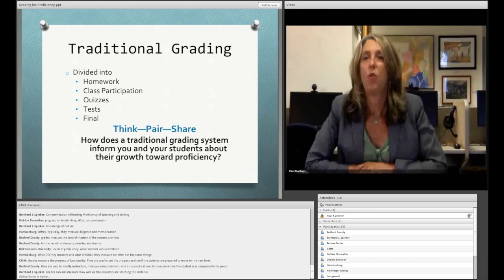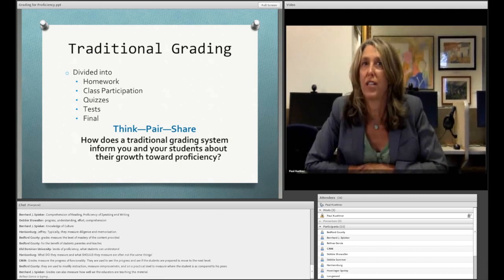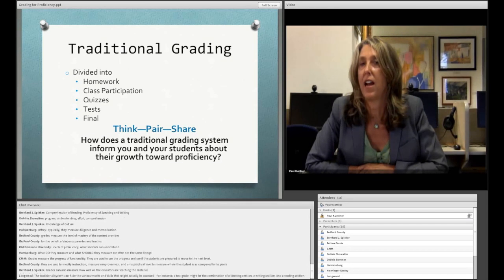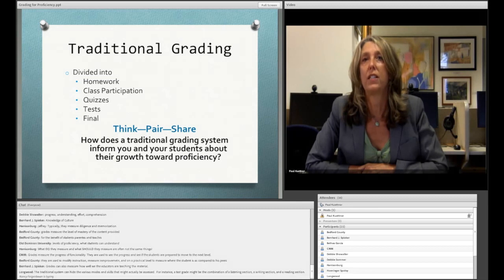I'm imagining you all are having very rich conversations because no one has typed anything in yet. I see that Virginia Beach and Longwood are in a fight to come through. Longwood states the traditional system can hide the various modes and skills that might actually be assessed. For instance, a test grade might be the combination of a listening section, a writing section, and a reading section. Bravo.